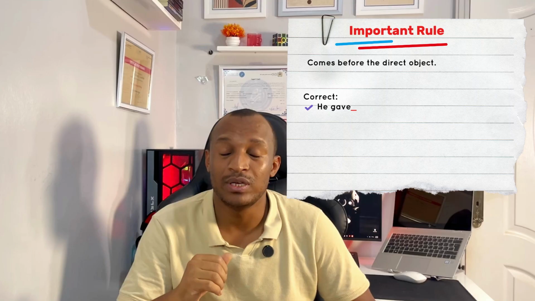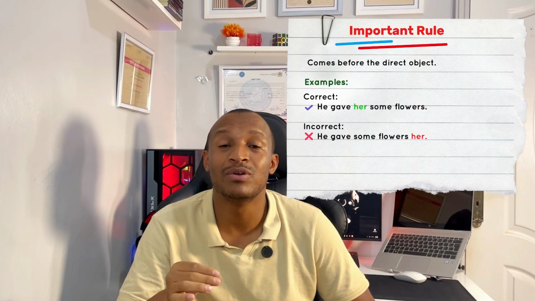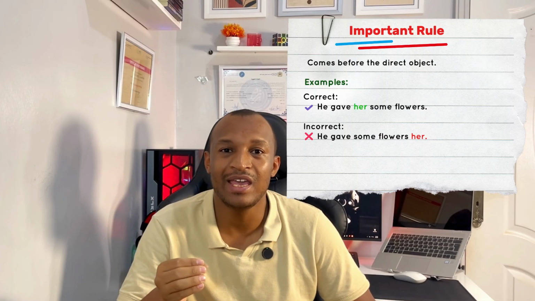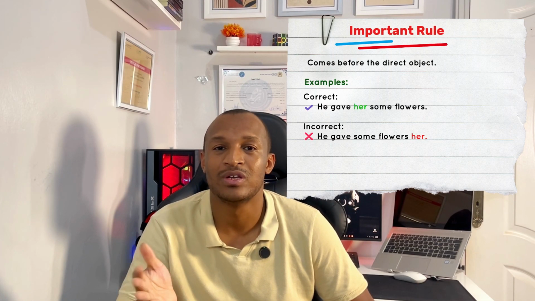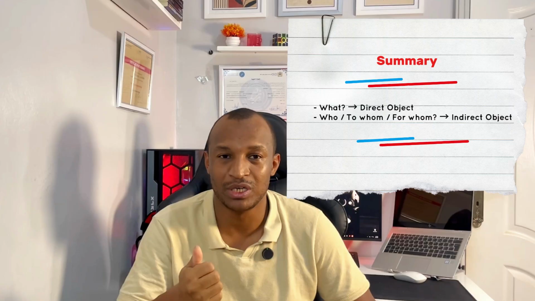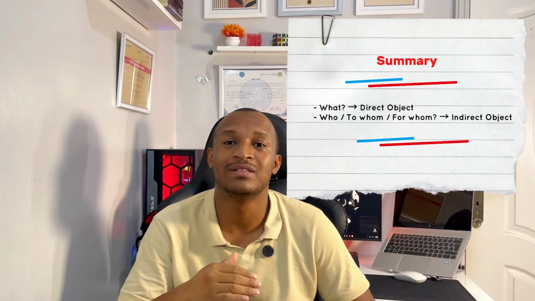So let's talk about some important rules. When we use a pronoun, it usually comes before the direct object. For example, we say he gave her some flowers. We don't say he gave some flowers her. To understand objects easily, always ask: what means direct object. Who, to whom, for whom means indirect object. With practice, this will become natural.